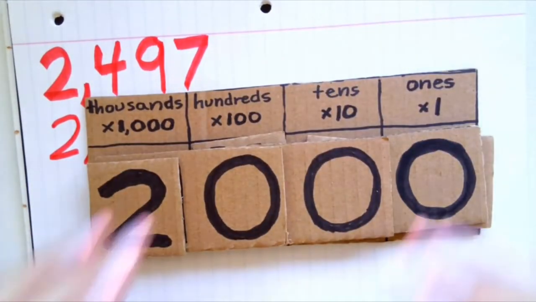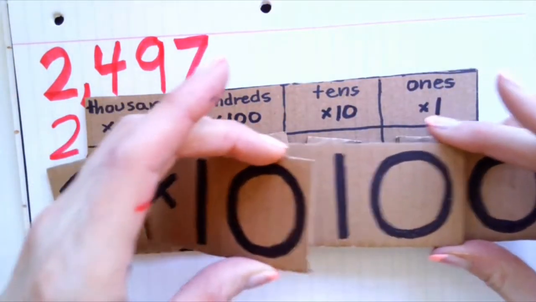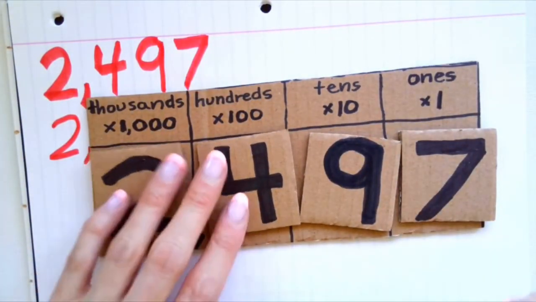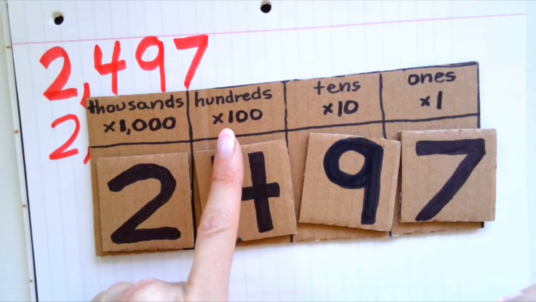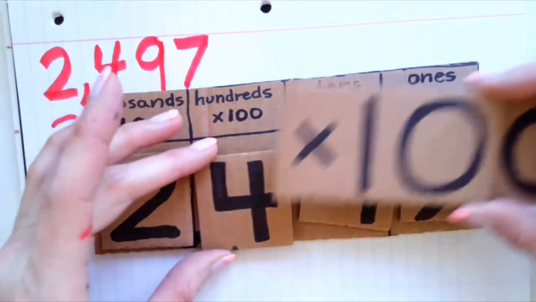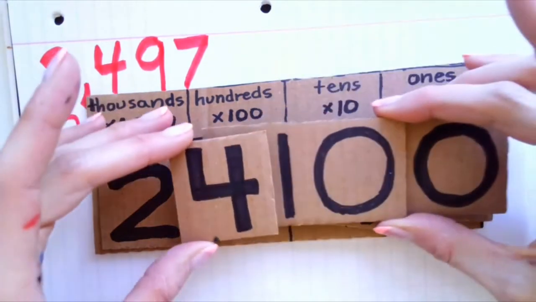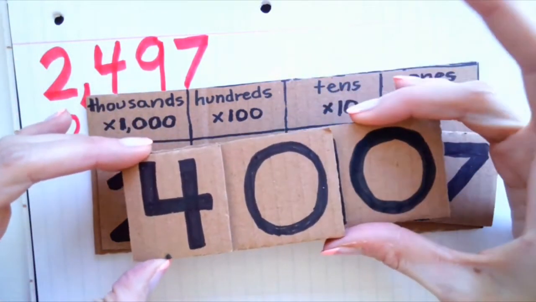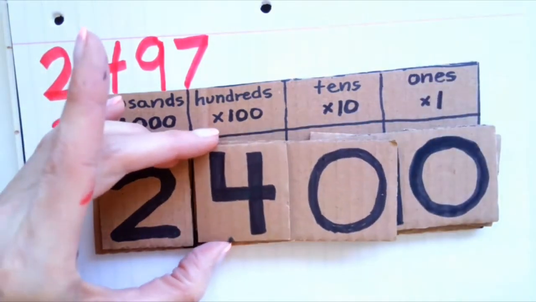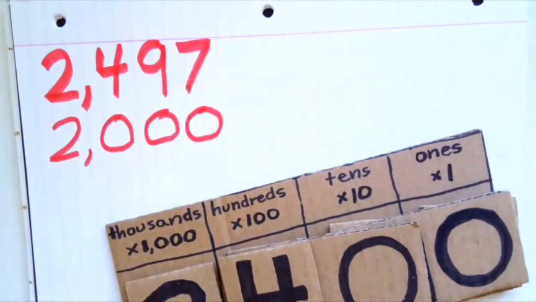What about the 4? The 4 is in the hundreds place. So it's being multiplied by 100 because it is counting how many hundreds are in this number. How much is that 4 worth? It's worth 400. Let's write that down.